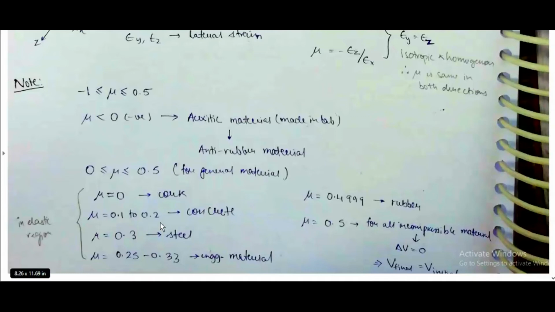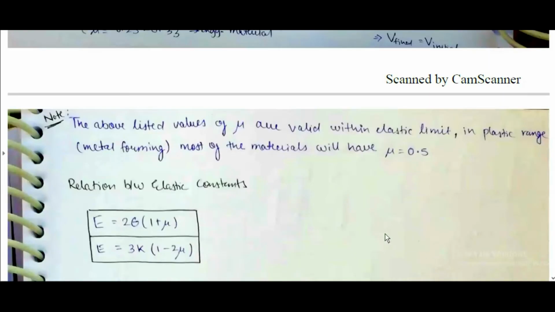Mu is equal to 0.1 to 0.2 for concrete. Mu is equal to 0.3 for steel. Mu is equal to 0.25 to 0.33 for engineering materials. Mu is equal to 0.499 for rubber. Mu is equal to 0.5 for all incompressible materials, where delta V is equal to 0, so V final is equal to V initial.